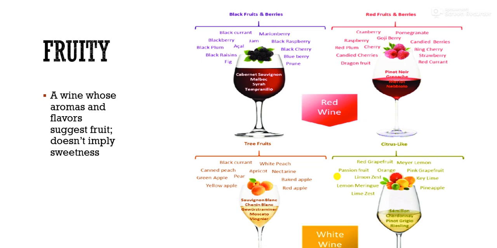For the white wines, there are two main fruity categories. One, tree fruits like peach, apple, apricot, and citrus like orange, lemon, lime, passion fruit. So whenever you are describing a white wine and you say it's a fruity wine, that is a general explanation. But if you give a little bit more detail, like tree fruits flavor or citrusy flavor, you'll be clearer from your side, and at the same time the person who is ordering the wine will also know what he's ordering.